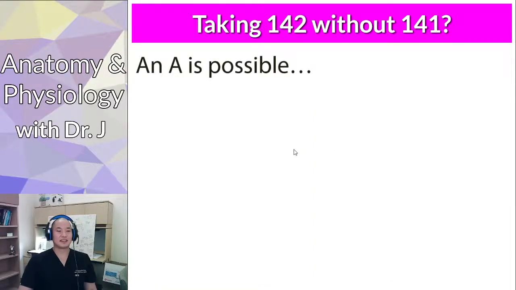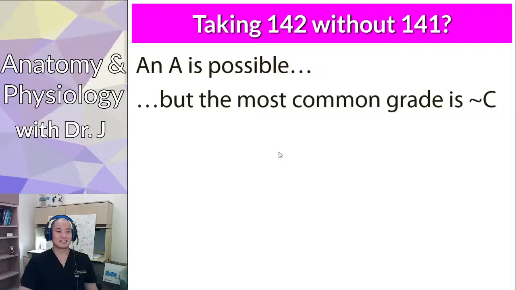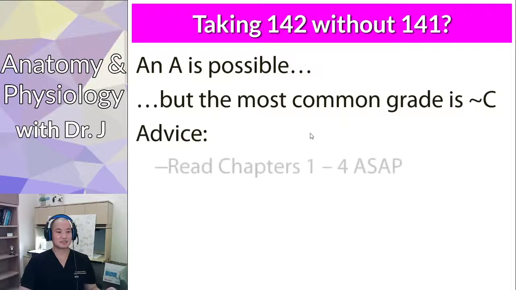So an A is possible. People have taken PHYL 142 and 141 out of sequence and gotten an A, but the median grade is a C. The mode and median is a C. So it is possible to pass, but I teach PHYL 142 as if you already know everything from PHYL 141. So you can take the class, and if you really work at it, you can get an A out of sequence. So what you should do is read chapters 1 through 4.